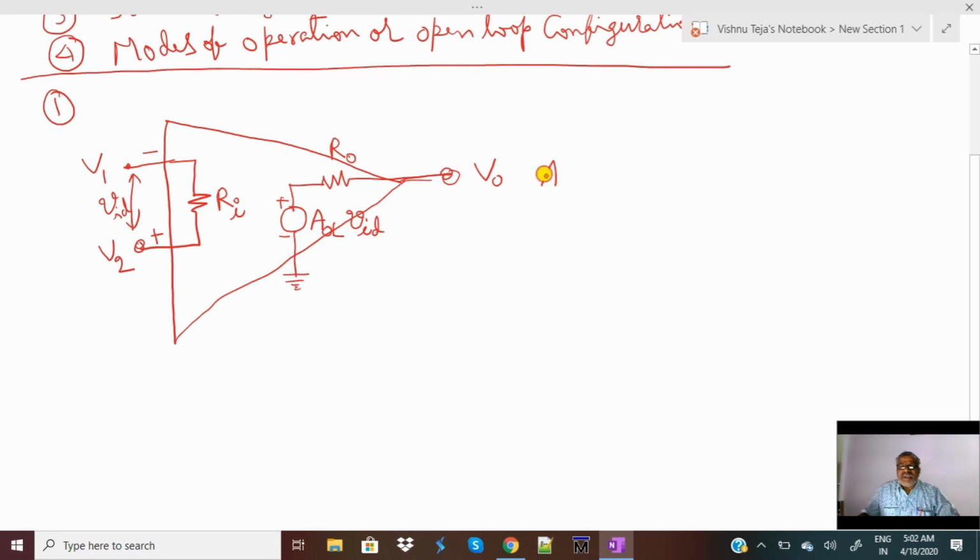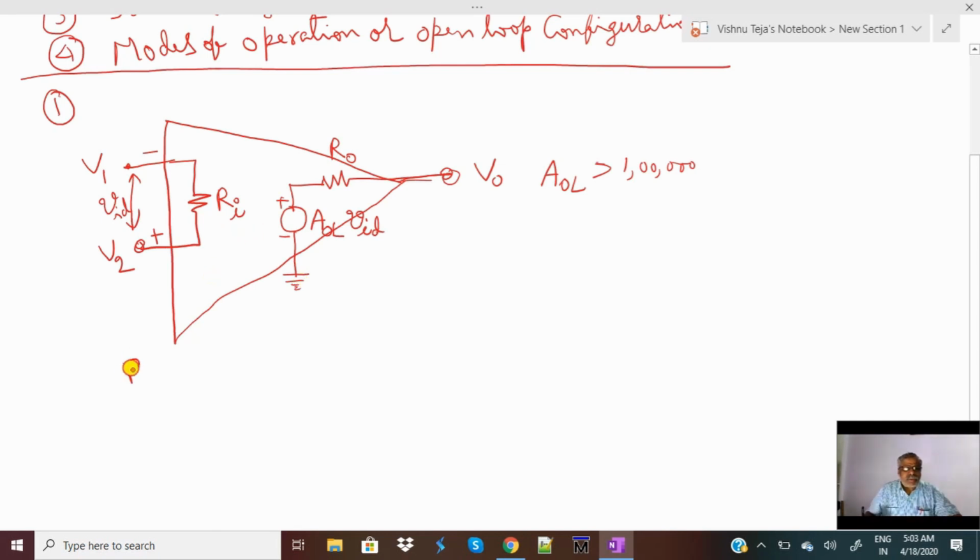Later we will see the open loop voltage gain of the operational amplifier is much larger than 50,000. Its minimum value is 50,000 and it is more than 2 lakhs at present. That value will be a little different for different manufacturers, but the open loop voltage gain is very large, and R0 is the output impedance seen between the output terminal of the operational amplifier with respect to ground.